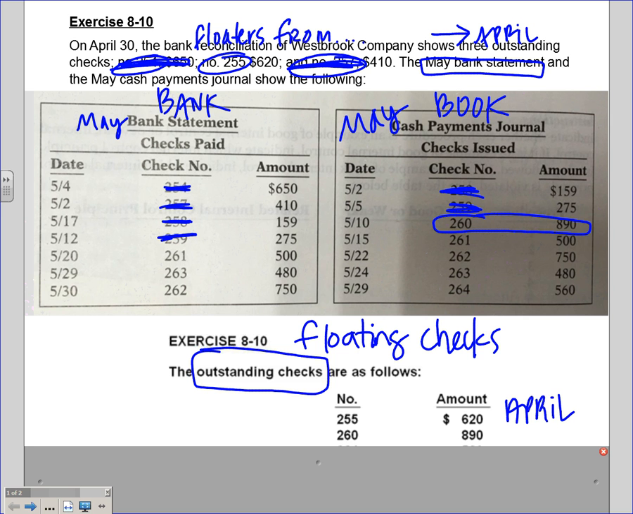It's an outstanding check that has not cleared. We wrote it on May 10th. It's the end of May. We've got this check floating out there. That's concerning, isn't it?